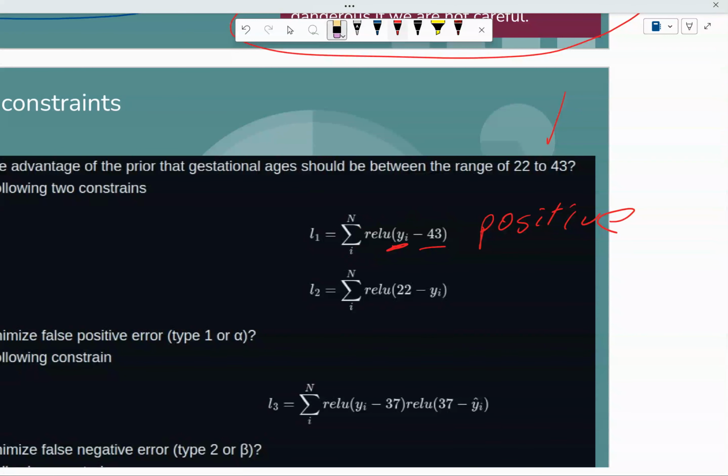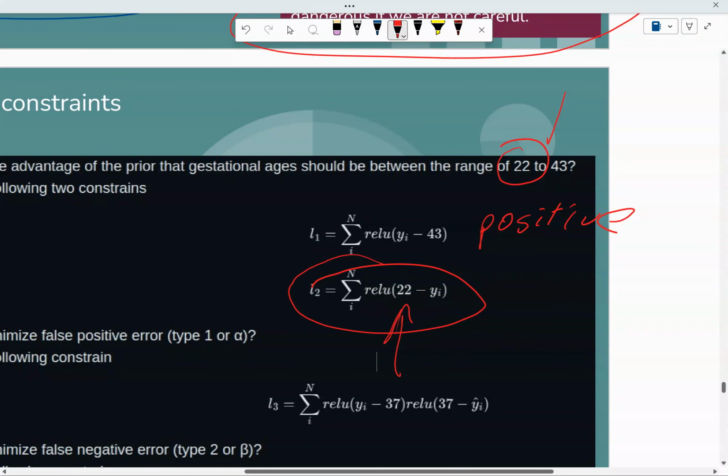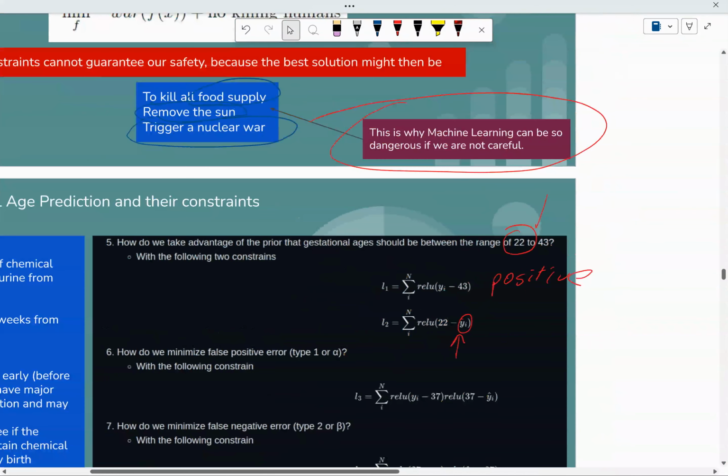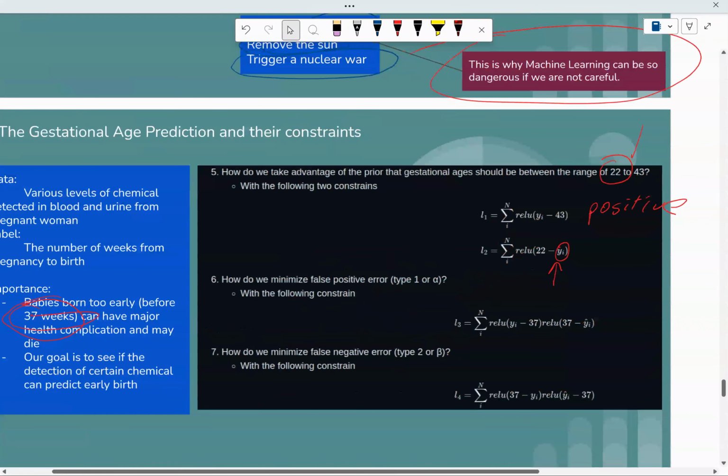In this example, I'm making sure that 22 minus my prediction is how I constrain the solution to be above 22. If yi is below 22, think about it, this will be a positive value, and ReLU will treat the positive value as a positive value, implying that this becomes a constraint. So this is only not a constraint when yi is larger than 22. So these are examples of constraints that I have used in real life.